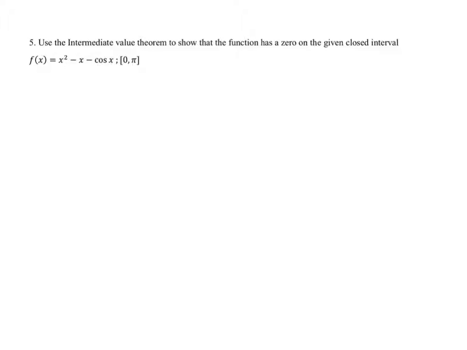All right, the next question says, use the intermediate value theorem to show that the function has a zero. Now, if you remember, the intermediate value theorem states that between two values, a and b, on a closed interval, there must be a value for a and a value for b.